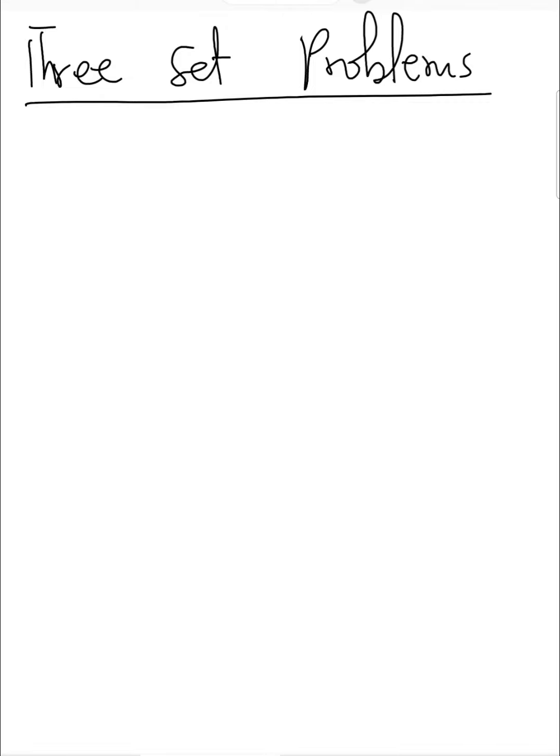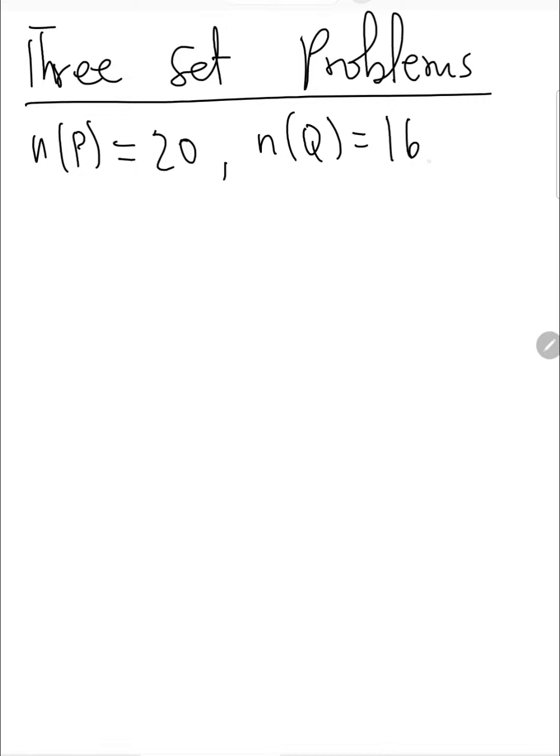So if P, Q, and R are sets such that the number of set P is equal to 20. The number of set Q is what? 16. The number of set R is equal to 21.